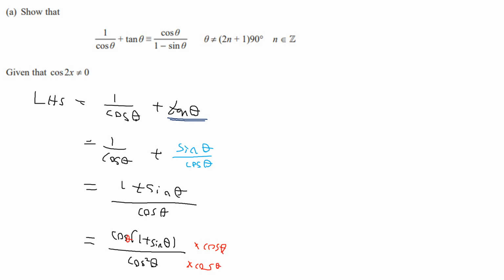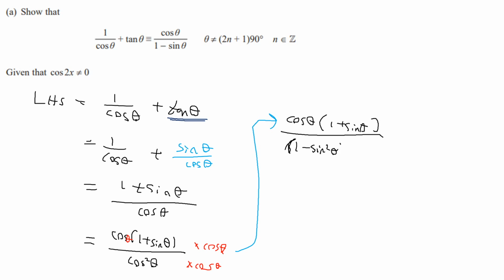Okay, so if we do that, what we have on the bottom here is a cos squared. We can change that to 1 minus sine squared, right? I'm going to put this up here now because I'm running a bit low on space. So this will be cos theta times 1 plus sine theta, okay, over, and then this is going to be 1 minus sine squared theta, okay?